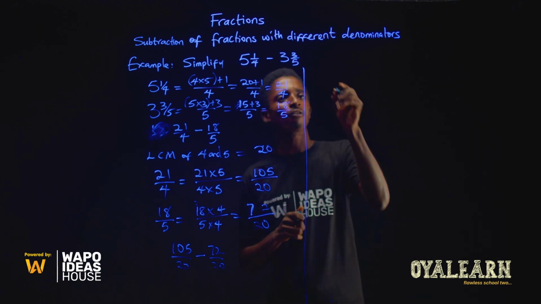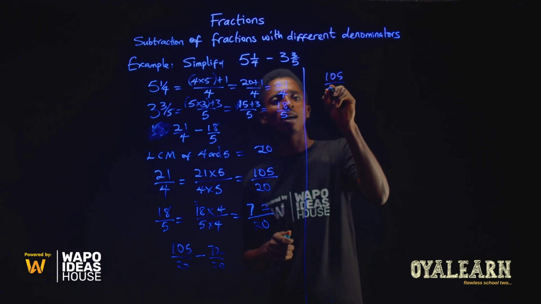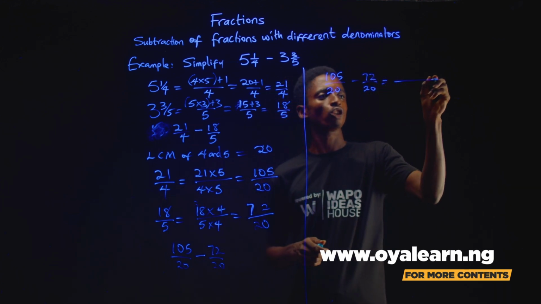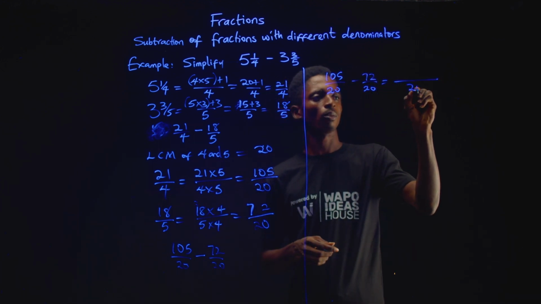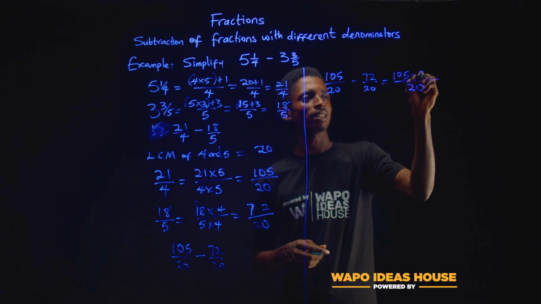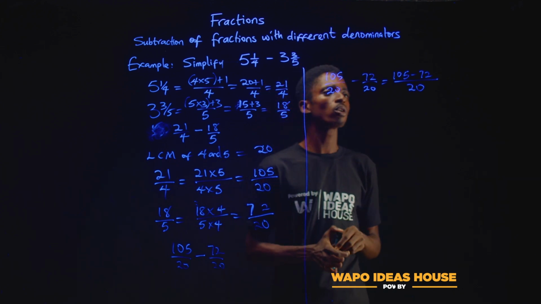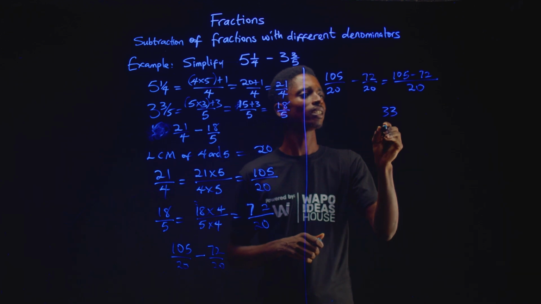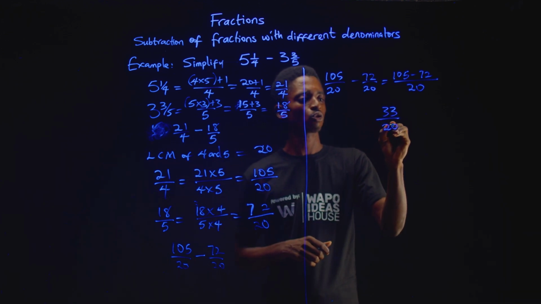Now, when we perform that, 105 over 20 minus 72 over 20, you draw your division line and write down the common denominator. So we will now have 105 minus 72. And when we subtract this, we would have 33 over 20.